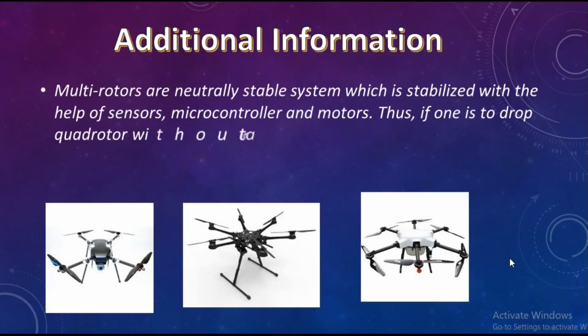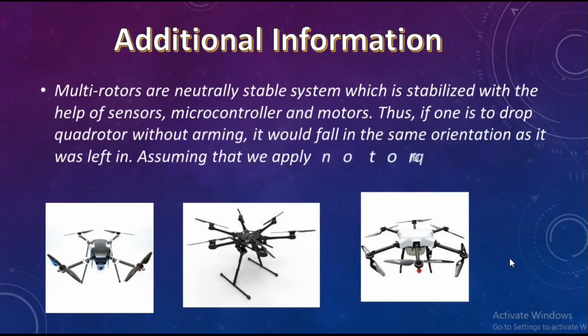Multirotors are neutrally stable systems which are stabilized with the help of sensors, microcontrollers and motors. Thus, if one were to drop a quadrotor without arming, it would fall in the same orientation as it was left in, assuming that we apply no torque on the drone while dropping it.